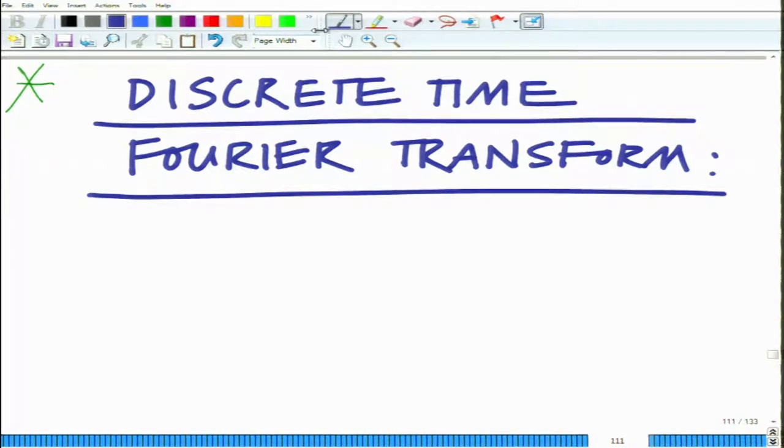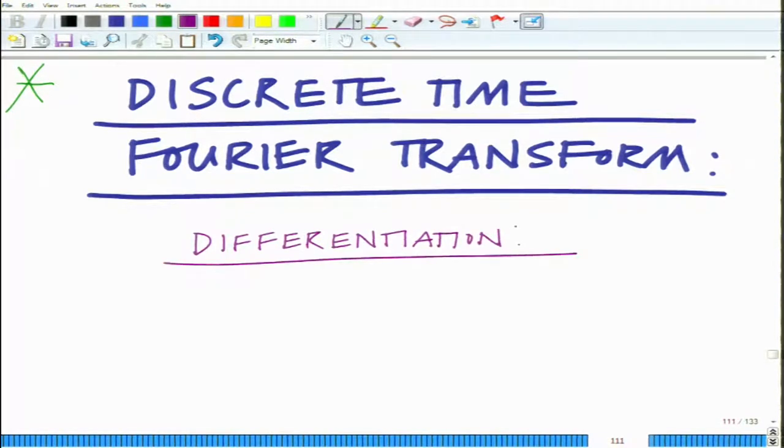And the next property, so you looked at several properties, we have looked at the duality. The next property that we want to look at is differentiation in frequency. Of course in time it is a discrete signal, so we cannot talk about differentiation in time. So this is differentiation in frequency. What happens when you differentiate in frequency?